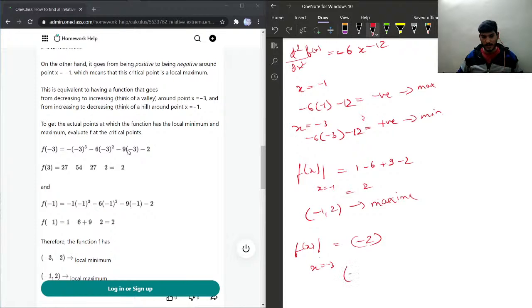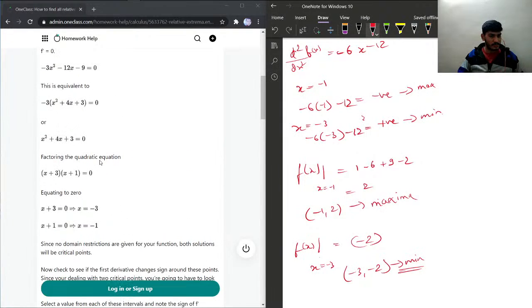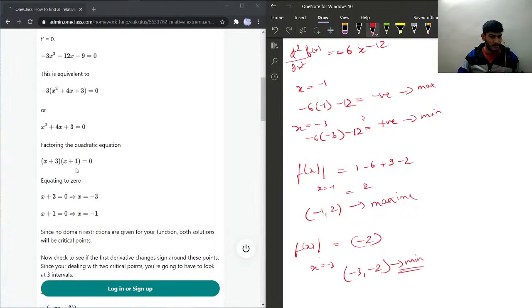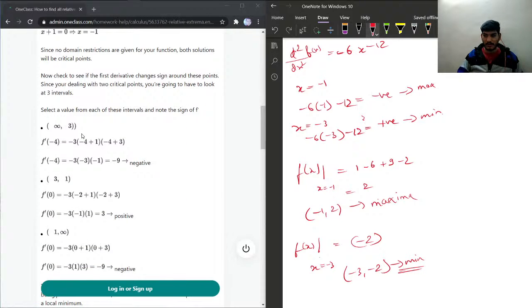So for minima I have -3 comma -2, and let's just go through the solution given by Junior Tutor. So we have this first derivative, then they are taking first derivative, finding the points, and then they are finding the maxima and minima for 0 to infinity to 3.